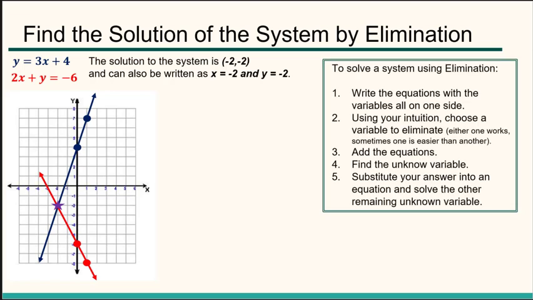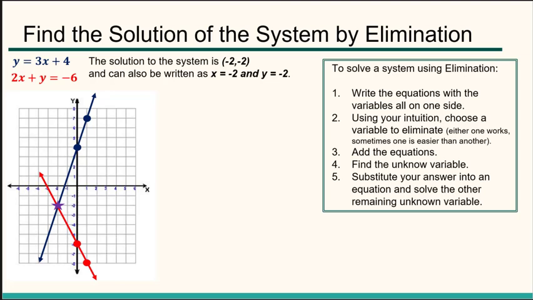Now, when we go to solve using elimination, we should expect that we get exactly the same answer. So step number one, we're going to write the equations with the variables all on one side. Now we're going to use our intuition to choose a variable to eliminate. It doesn't matter which one, it's just that sometimes one is easier than another. Once you get it set up so that you can just add them and eliminate a variable, you do that. You'll then simplify and solve for that unknown variable. Next, you'll substitute your answer into one of the equations and solve for the other remaining unknown.